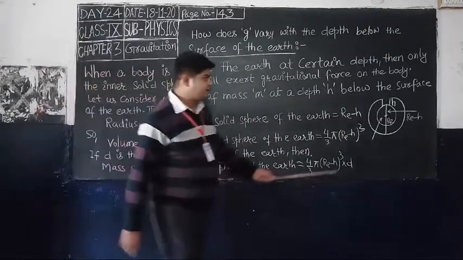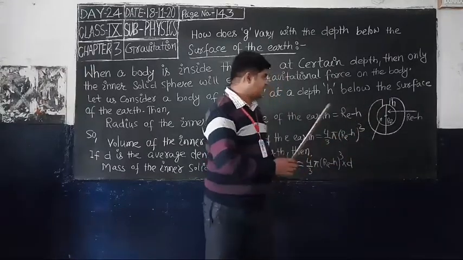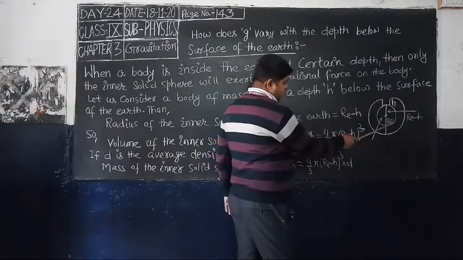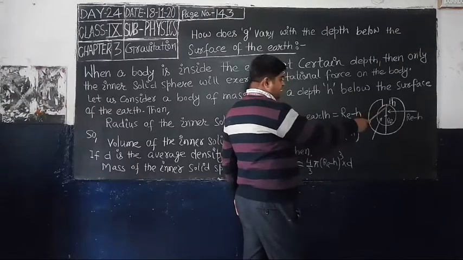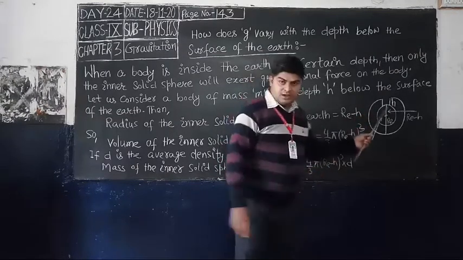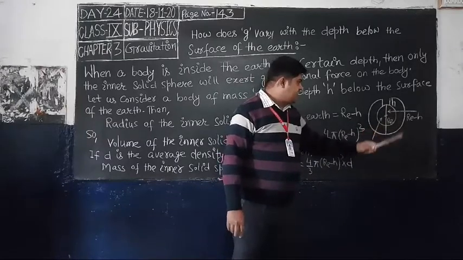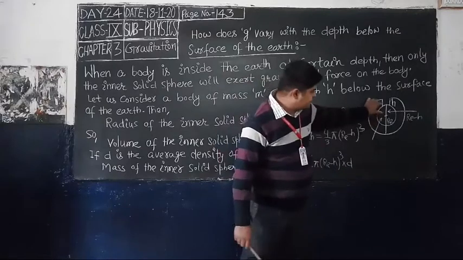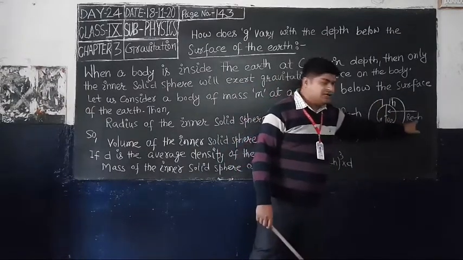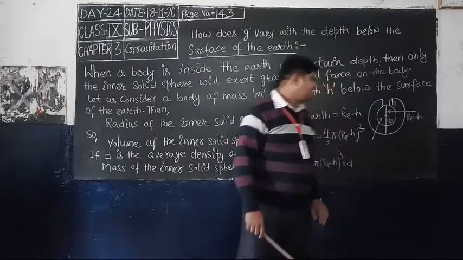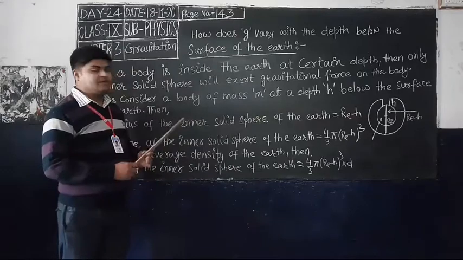Okay, see the figure. This is the earth. This is the external surface of the earth, and the radius is here Re. When any object goes to a depth in the earth, it goes down by a height h. So the actual radius left is Re minus h. So the distance left is Re minus h.